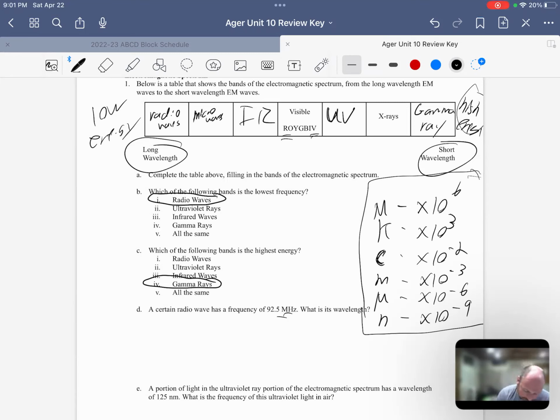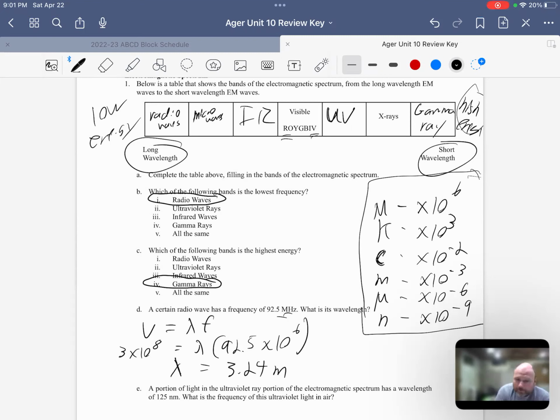What's its wavelength? So we're going to do velocity equals wavelength times frequency. The speed of light is 3 times 10 to the 8th meters per second. The wavelength is what we're trying to find. And the frequency here is 92.5. Mega becomes times 10 to the 6th, and that's hertz. All right, and then solving that out, you get the wavelength equals about 3.24 meters. Right? Got to be able to turn mega into that.